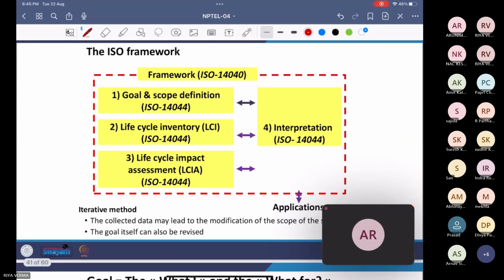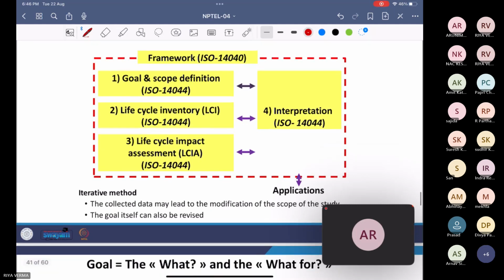So this ISO framework basically acts as a manual or a standard guideline to conduct any LCA exercise. For the ISO framework, ISO 14040, it has four phases. First up we have the goal and scope definition. Then we have life cycle inventory, then life cycle impact assessment, and at the last stage we have interpretation. And we can clearly observe that every single stage is interrelated to each other. Then after that we have its applications.